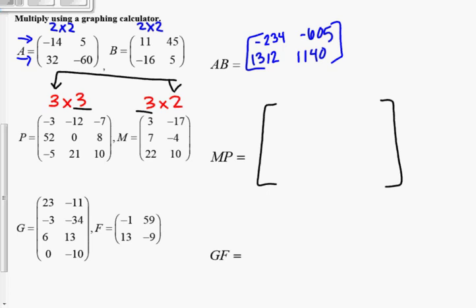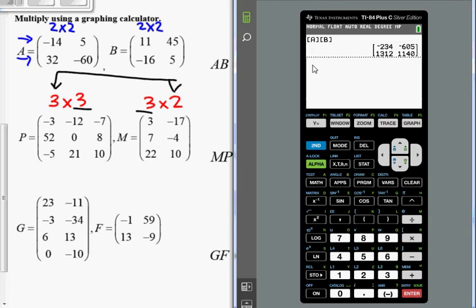So first thing I need to do is put matrix P and matrix M into my calculator. So we need to go to our matrix and we need to edit. I'll go second matrix, scroll over to edit, and I'm just going to put it in A again.